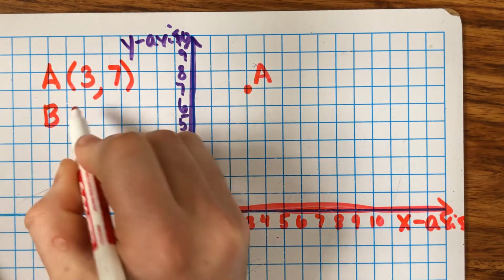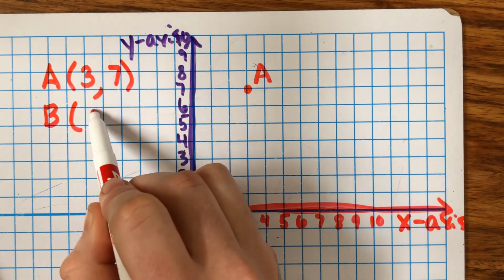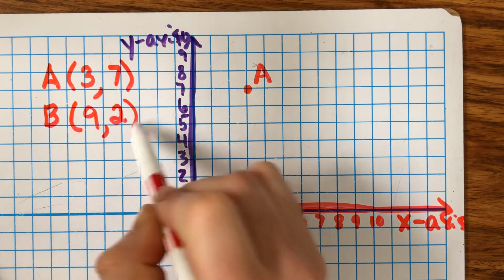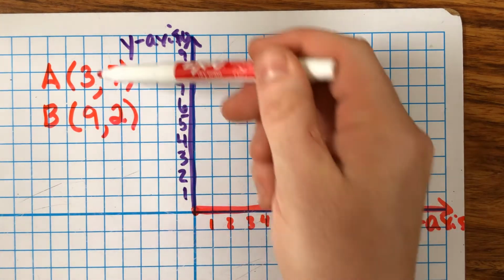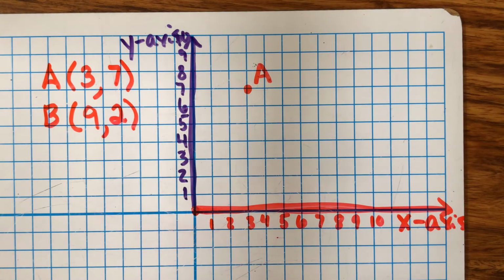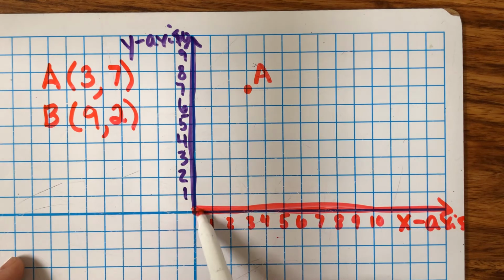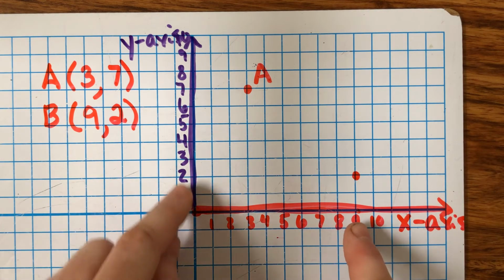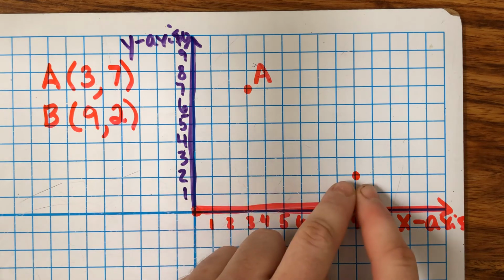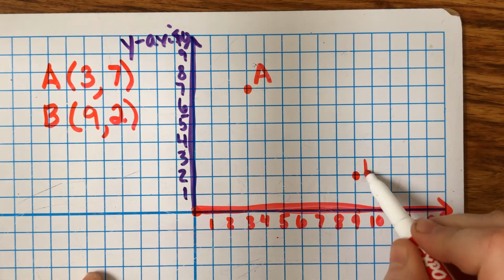Let's look at B. Let's do 9, 2. So again, the first coordinate is always the x coordinate, second's the y. So are we going to go up 9 or over 9? We're going to go over 9 and up 2. So again, if we find 9 on the x-axis, 2 on the y, drag our fingers until we get to 9, 2. And that's point B.